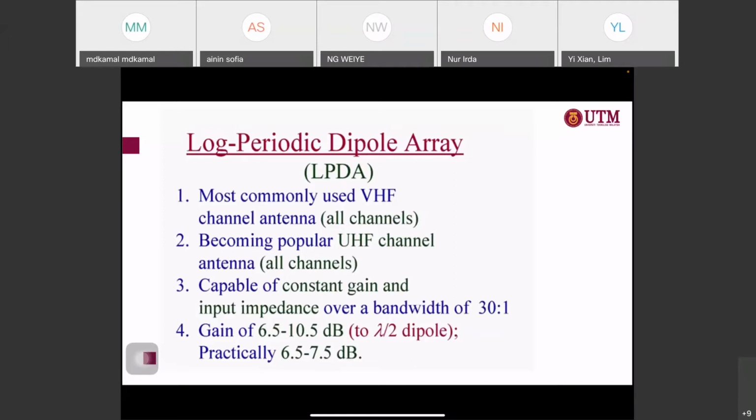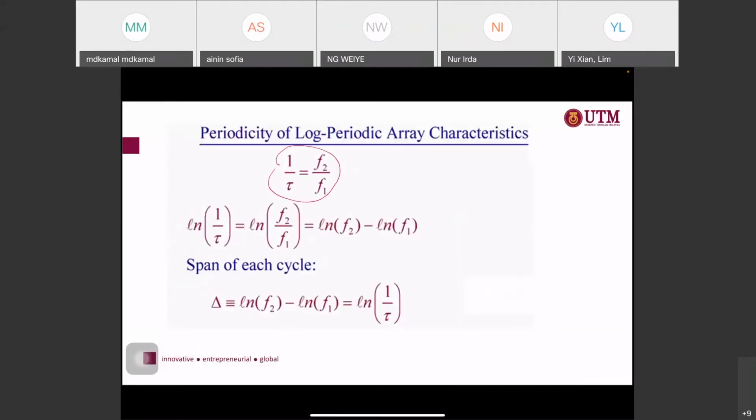This log periodic dipole array is most commonly used for VHF, also UHF, capable of constant gain and input impedance over a bandwidth of 30 to 1. Gain is roughly about this. If you want to design, sometimes we need to use the data or the graph that is given. Maybe you can use it to design a certain band or certain frequency that you need to find out. I will show it to you in terms of this.